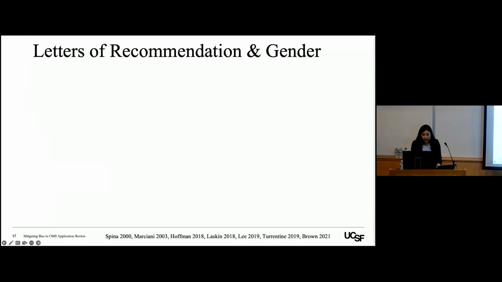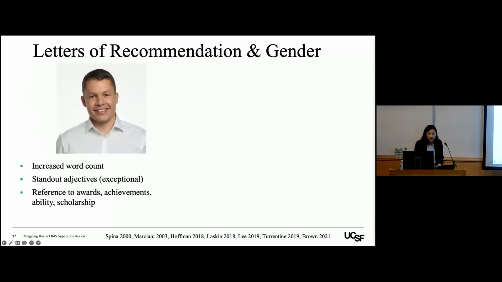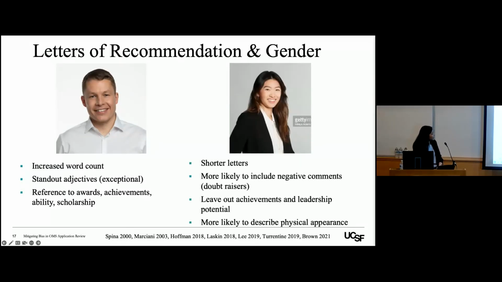But let's jump into letters of rec and gender. We'll compare these two candidates from the photo slide earlier. Male applicants are more likely to have increased word count, standout adjectives such as exceptional, and reference to their awards, achievements, ability, and scholarship, whereas female-identifying applicants are more likely to have shorter letters written for them, more likely to include negative comments such as doubt raisers, leave out their achievements and leadership potential, and more likely to have their physical appearance described, unfortunately, according to these authors below.